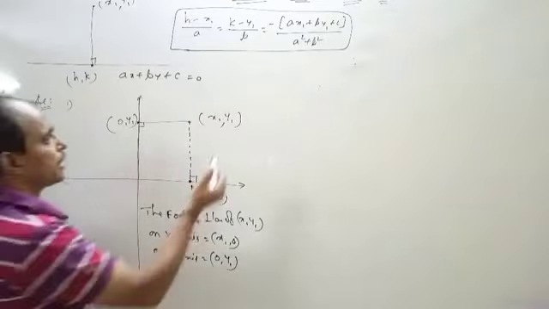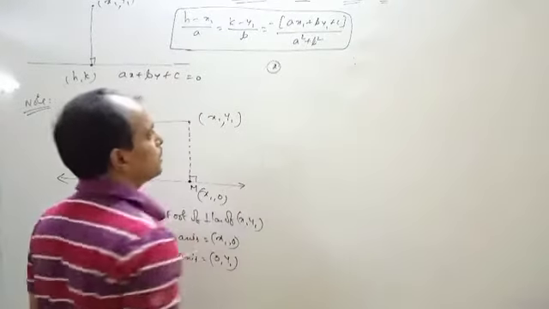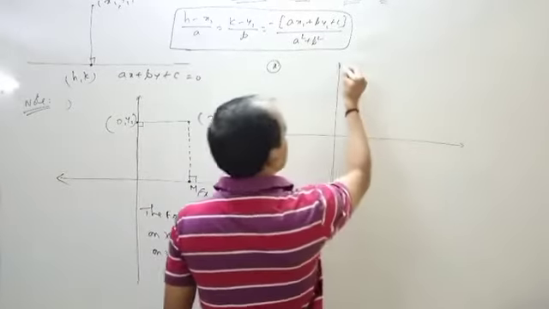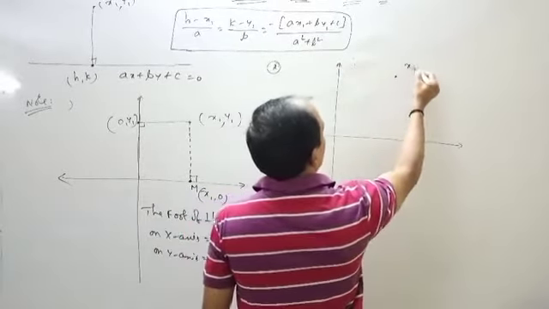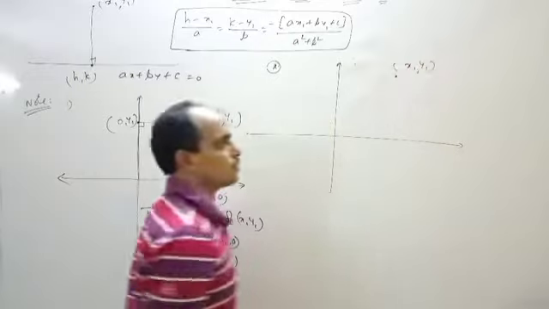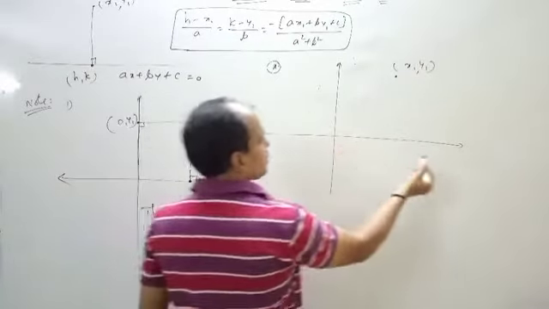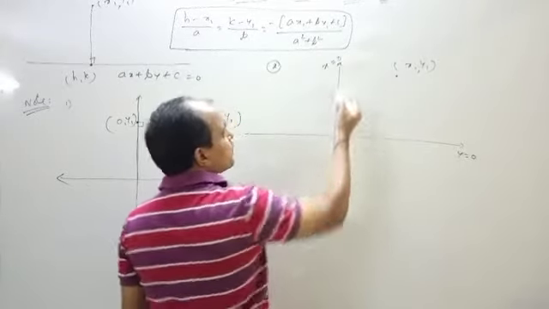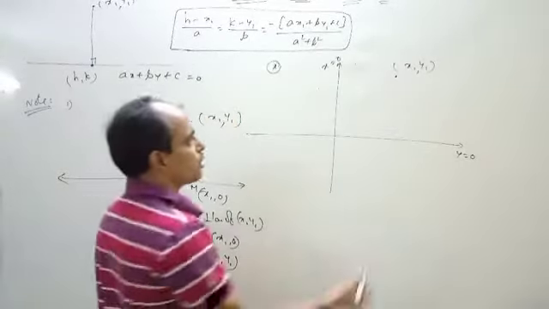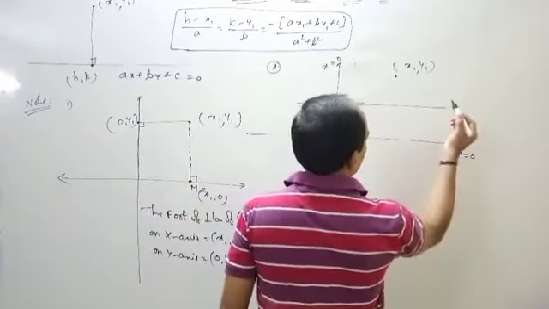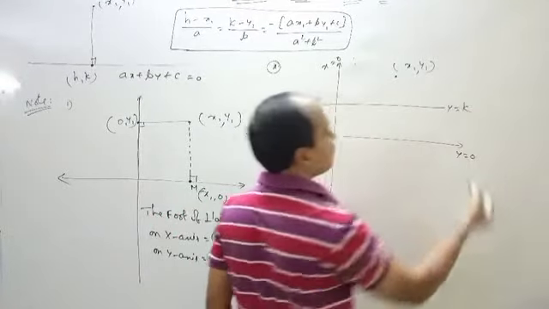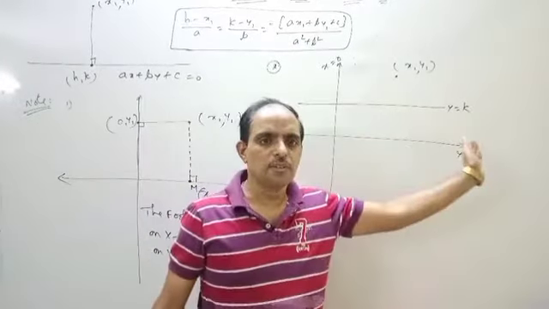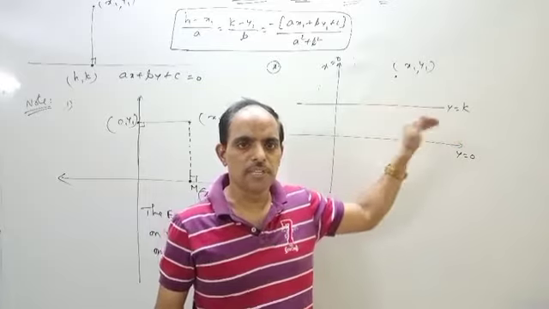Next, the second point. Suppose this is the coordinate axes, x-axis and y-axis, and here is a point (x1, y1). The x-axis means y = 0, and the y-axis means x = 0. Now there is a line parallel to the x-axis. Its equation is y = k. It is a line parallel to the x-axis, so the equation will be y = k.